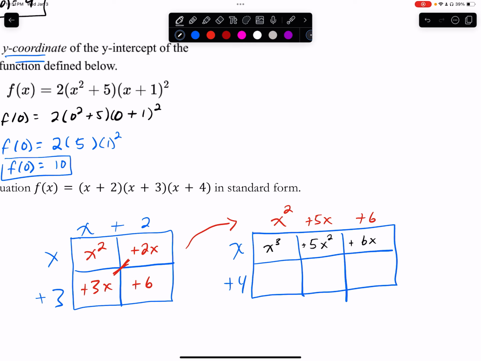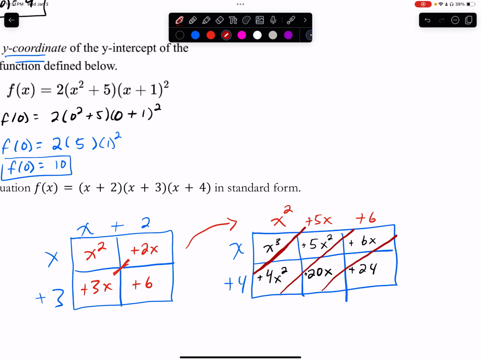Okay, now this bottom box will be 4x squared. 4 times 5x is 20x, and then 4 times 6 is 24, and these are also all positive. This is going to work out nice and neat. So what we need to think about here, and this is why the area model is really nice, is the diagonals here, in this case, will always be like terms.